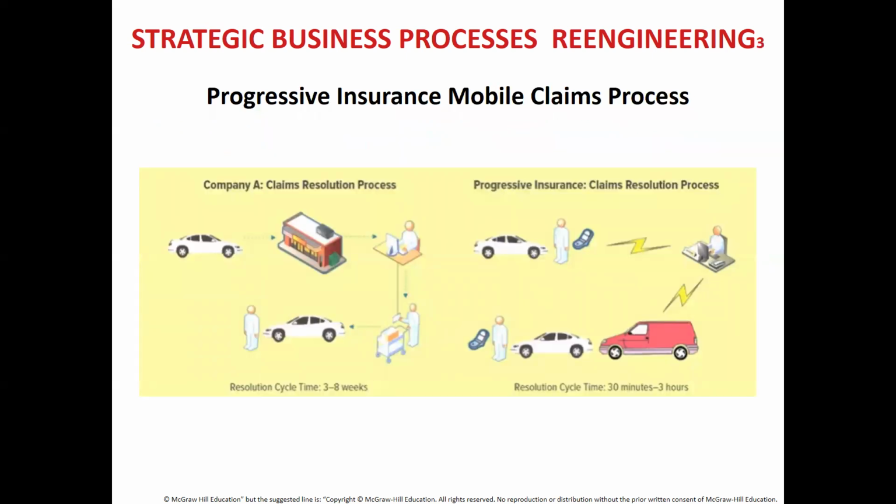Let's have a look at this diagram. Now, in this diagram, if there's a company A, and I was talking about Progressive Insurance mobile claims process. Now, I don't know how many of you have gone through it. If you would have been, I would say, unlucky enough to go through it, let's say you owned a car and you had an accident. So here in Fiji, the process is something like this.